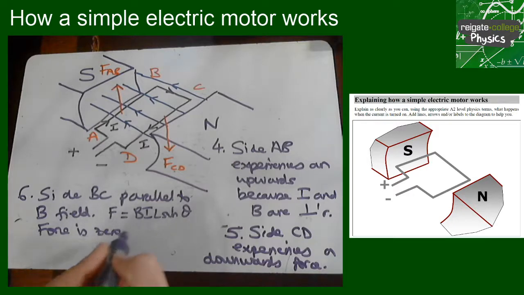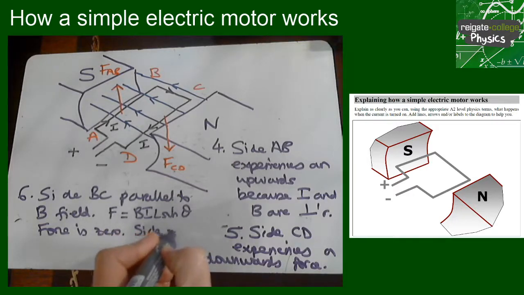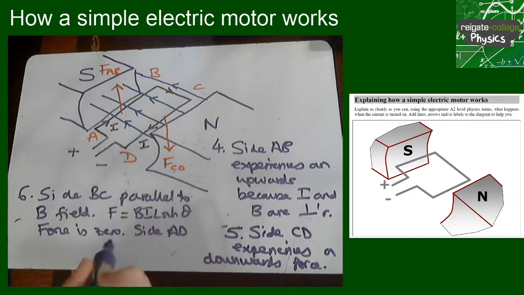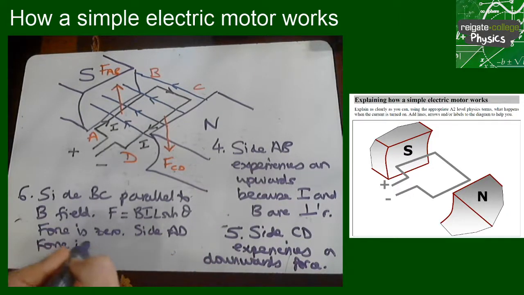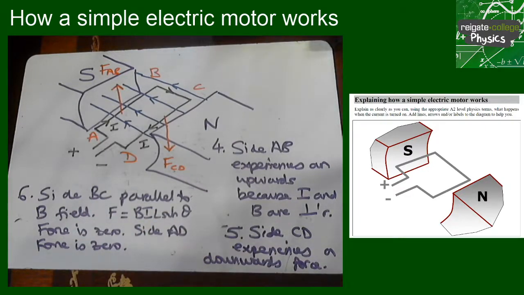That's going to be the same for side AD. So side AD also has force 0 because B and I are parallel to one another. And so you've already been able to say at least 6 different points on how the simple electric motor works. We can certainly add to that if we want to.